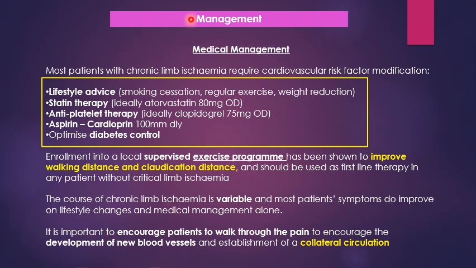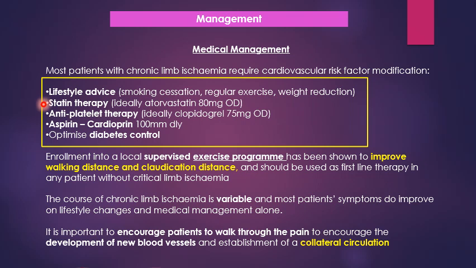Now we come to the final part, the management of these patients. There are two: medical management and surgical management. Most patients with chronic limb ischemia require cardiovascular risk factor assessment and modification, which I mentioned just now. Lifestyle advice: stoppage of smoking, very strict, regular exercise, and weight reduction. These are all very important.